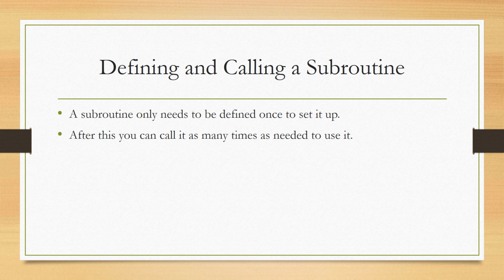Defining and calling a subroutine. A subroutine only needs to be defined once to set it up. After this, you can call it as many times as you need to use it. It's just like the length function, substring, lower, upper that we learned. These are basically different subroutines, right? The programmers have already developed these subroutines and now we are just using those codes. So whenever you make your own subroutines, functions or procedures, later on you will just be calling them. You will not be defining those subroutines again and again.